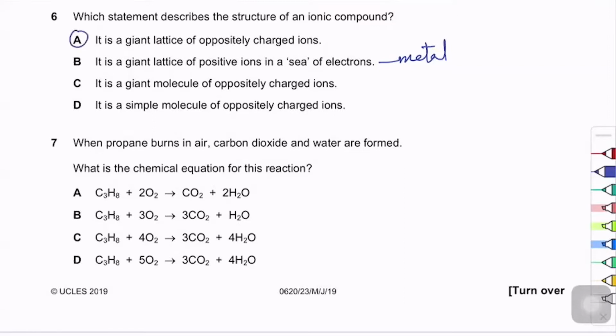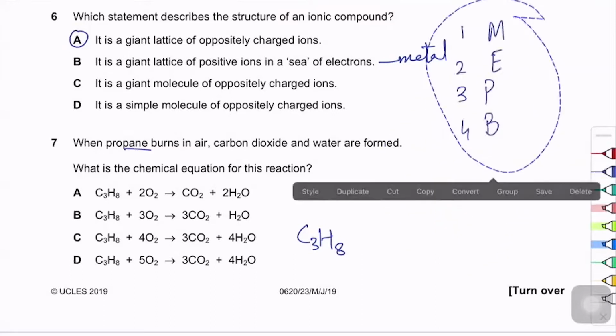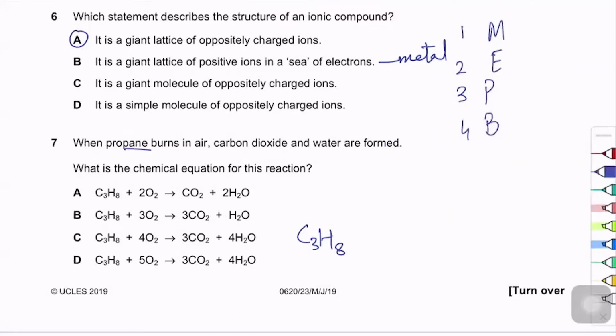When propane burns in air. Propane, so if you remember, prop means 3, right? In case you don't remember this, I told you an easy way of remembering this: monkeys eat purple bananas. So that is 1, 2, 3, 4: meth, eth, prop, but. So prop means 3. So C3H8, because it is an alkane, a saturated compound, that's the one. Okay, and they're all the same. And then what's happening? It is going to be burnt.